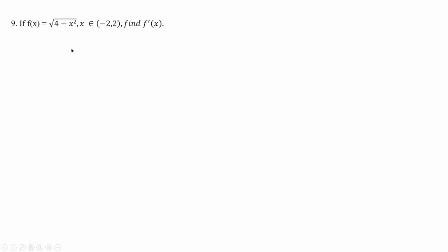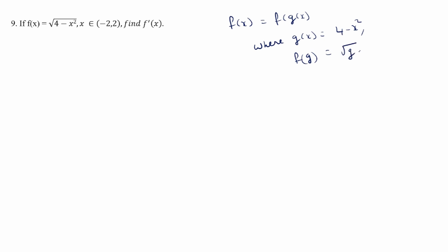Next question, if f of x is equal to root of 4 minus x square, where x belongs to the open interval minus 2 comma 2, find f dash of x. So this is a composite function. So here f of x is equal to f of g of x, where g of x is equal to 4 minus x square and f of g is equal to root g.